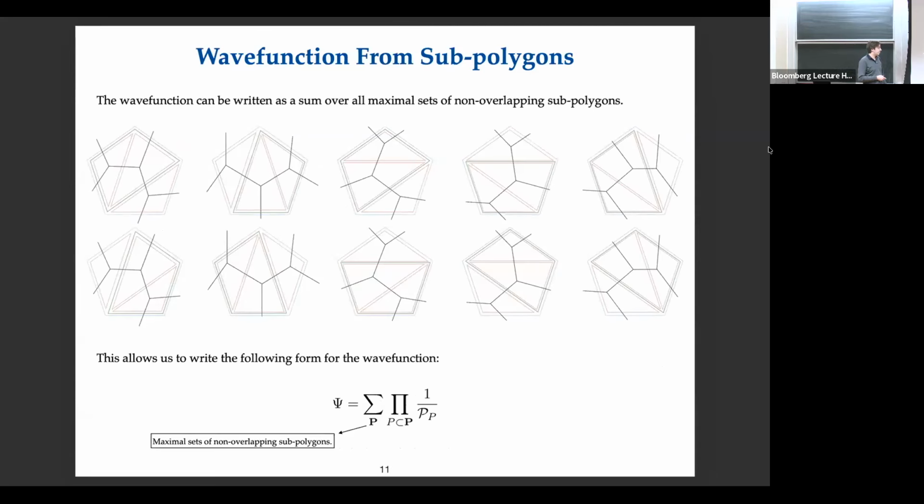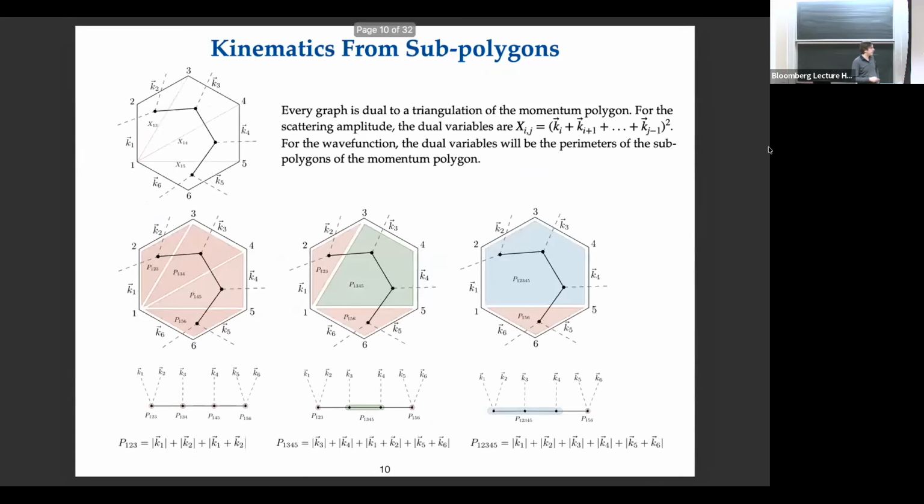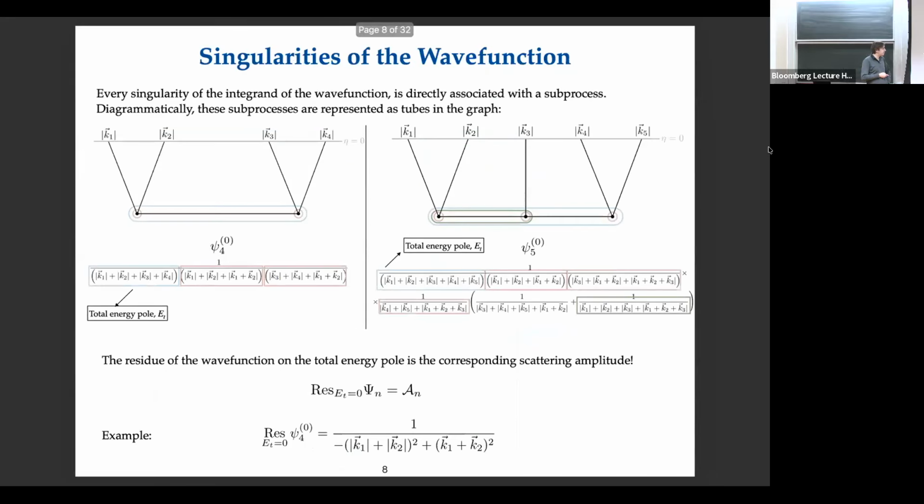Very small technical question. Can you explain why this computation using sub-polygons is more efficient than the regular Feynman diagram technique? Yeah, I will show the counting at the end, but already from Feynman diagrams.